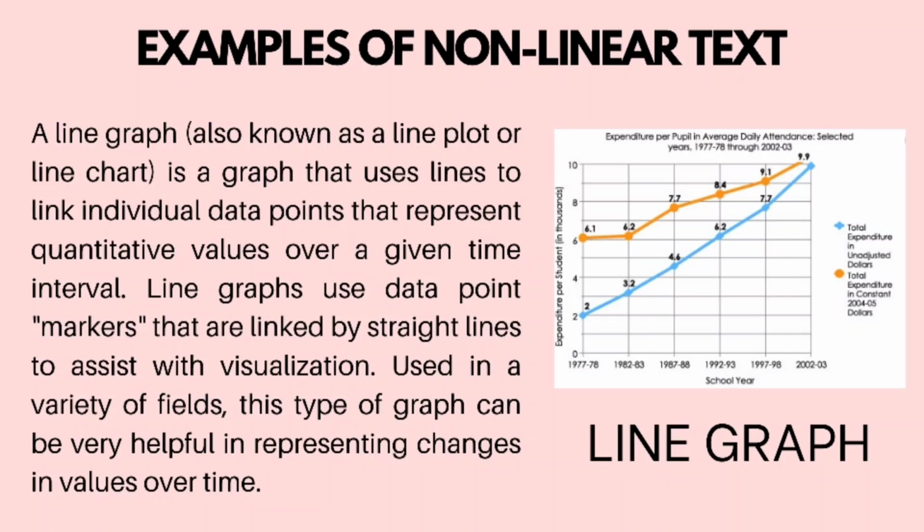Third is the line graph. A line graph, also known as a line plot or a line chart, is a graph that uses lines to link individual data points that represent quantitative values over a given time interval. Line graphs use data point markers that are linked by straight lines to assist with visualization. Used in a variety of fields, this type of graph can be very helpful in representing changes in values over time.